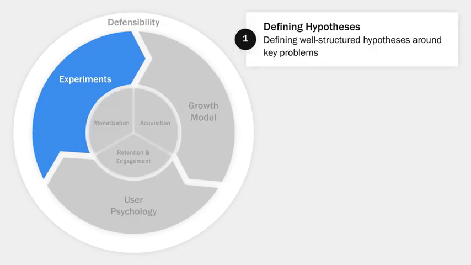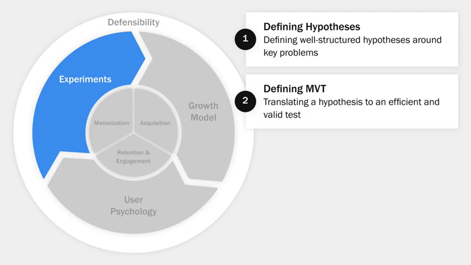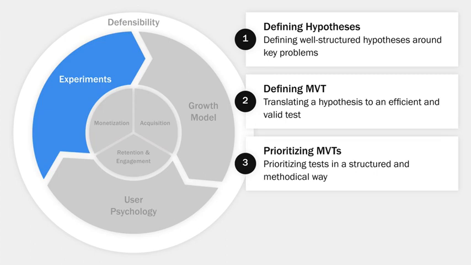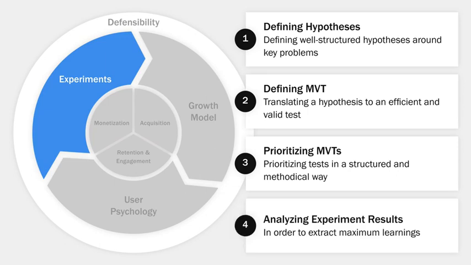Running experiments actually comes down to four specific pieces. The first is defining well-structured hypotheses around key problems. The second is how we define minimum viable tests that are both efficient and valid. The third is how we prioritize all of the minimum viable tests that we come up with. And finally, the fourth is how we analyze experiment results to extract the maximum amount of learnings.